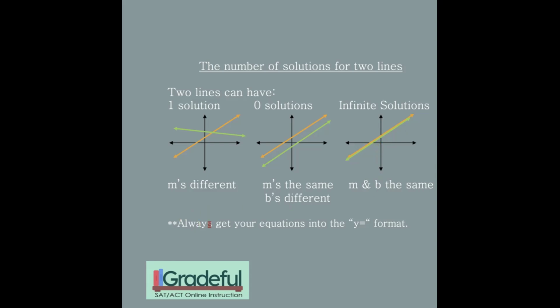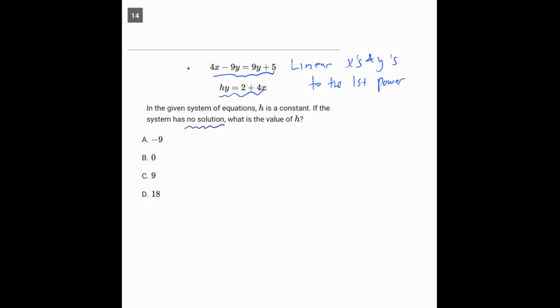And all of this depends on getting your equations in the y equals format so you can find out the slopes and the y-intercepts. So let's do that. For the first one, we have 4x minus 9y equals 9y plus 5. And we want to get y equals something. So let's start by just taking away 5 from both sides and adding 9y to both sides. So this will get everything with a y all on one side of the equation.